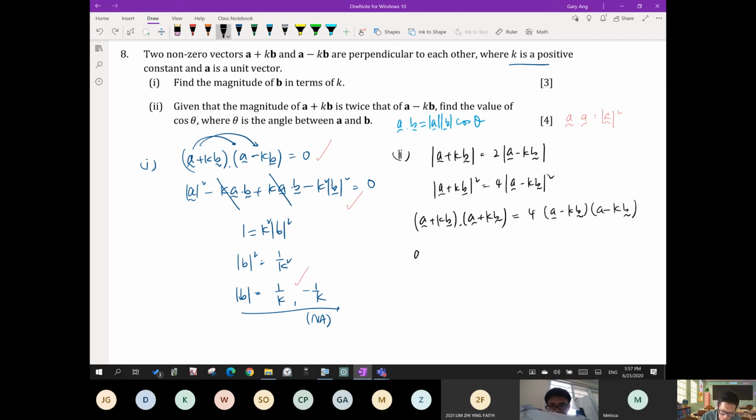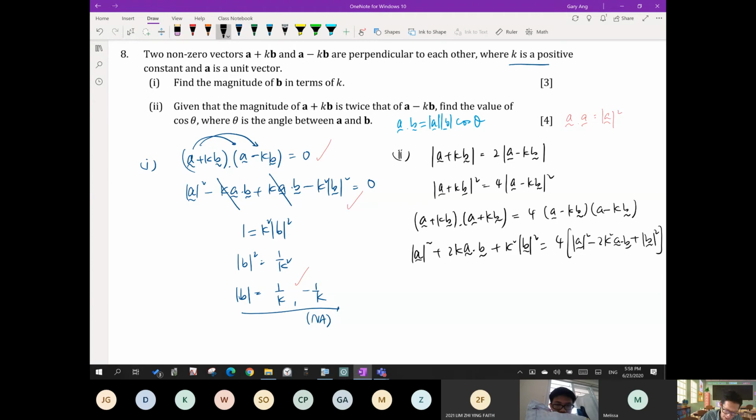All right, so the distributive law again: mod A square plus 2k A dot B. Agree? A dot B, k A dot B, k, twice A dot B. Then next one is k square mod B square, is equal to 4 times mod A square minus 2k square A dot B, and then plus mod B square.